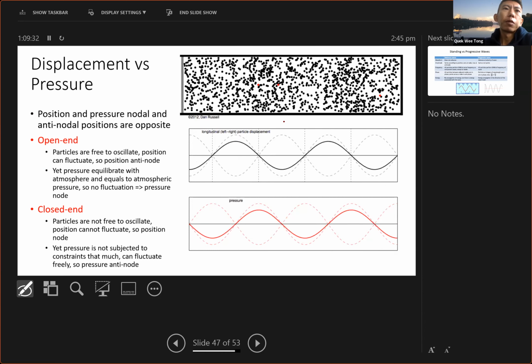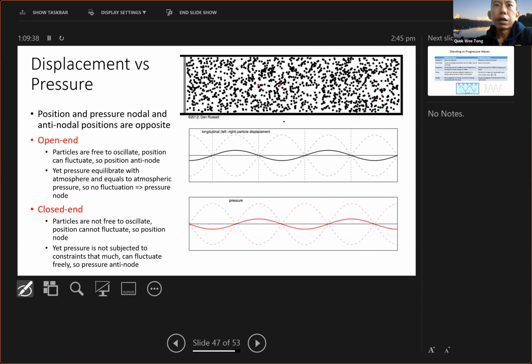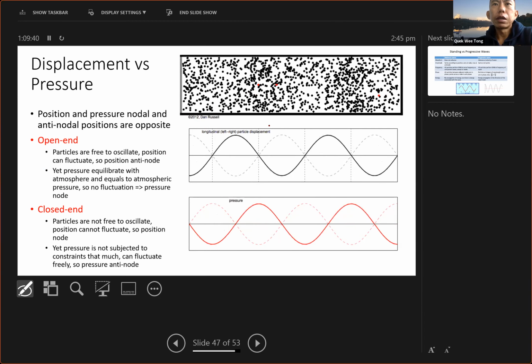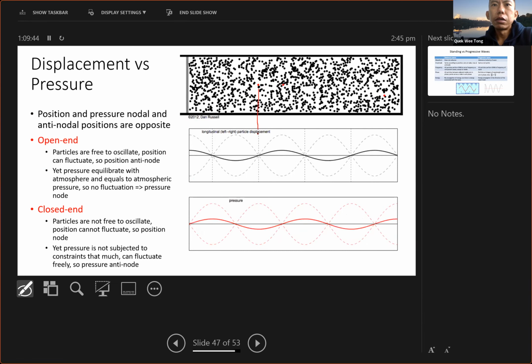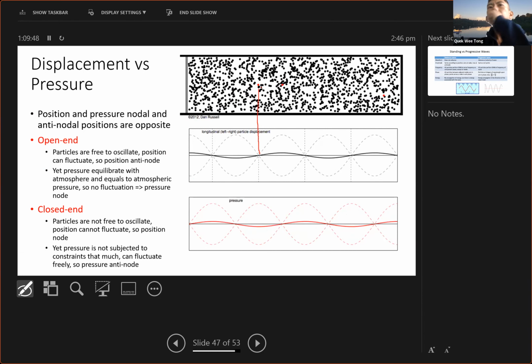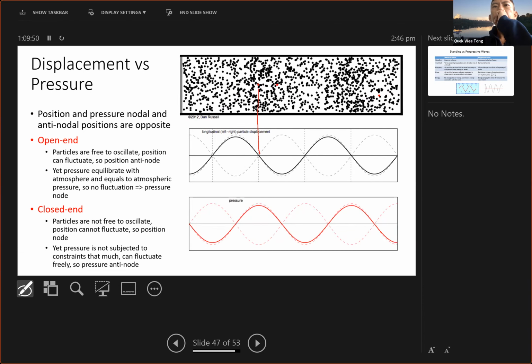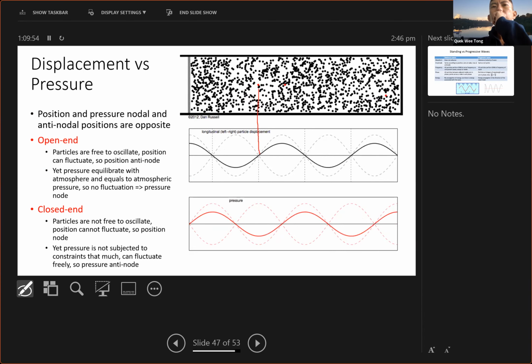He's talking about pressure. Consider this point that we have drawn, labeled in red. This is a displacement node. This guy is not moving. But then you look at what the people around him are doing.